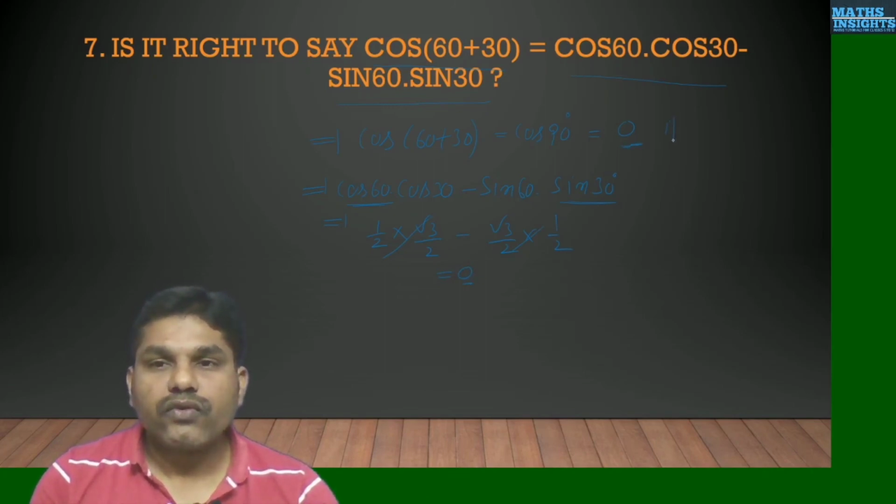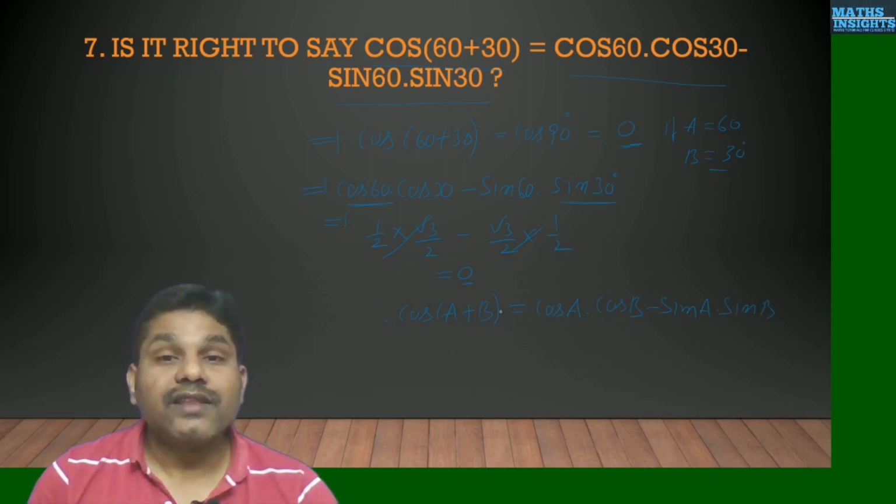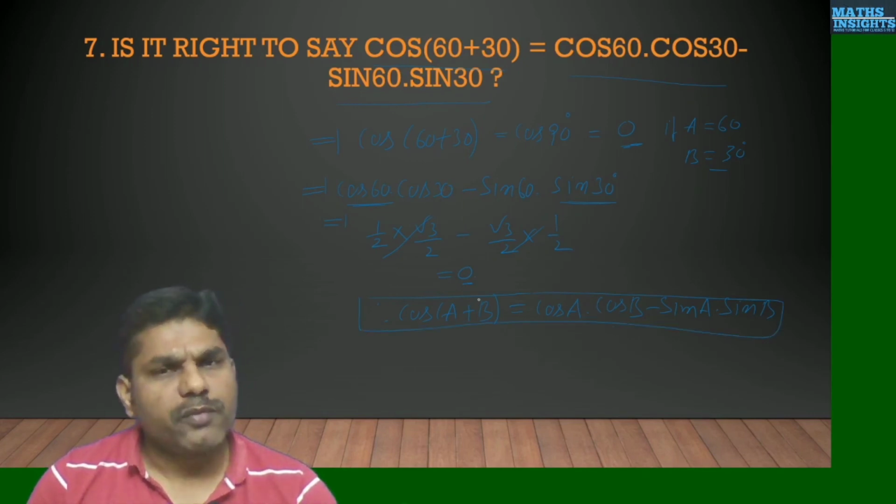So if A equals 60 and B equals 30, you will observe that these two are equal. Therefore we conclude that cos(A + B) equals cos A into cos B minus sin A into sin B. This is another formula which is very important to remember. Okay, you will go to the next one.